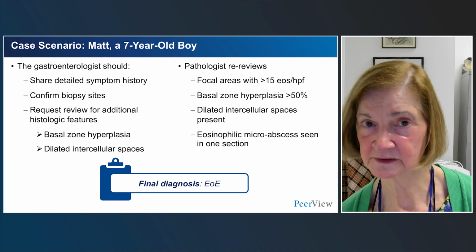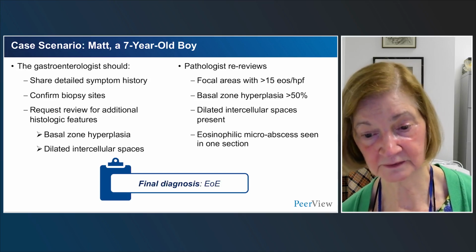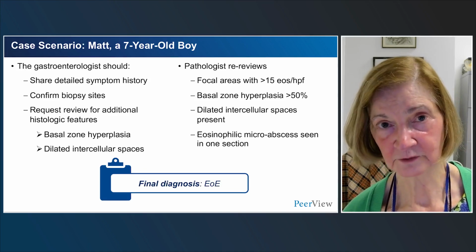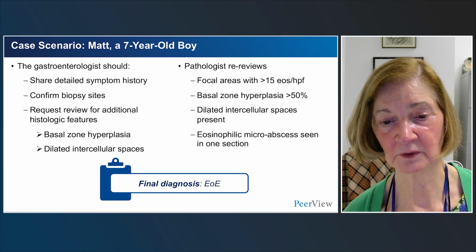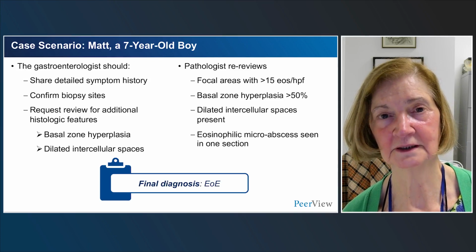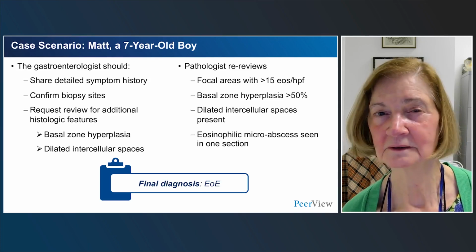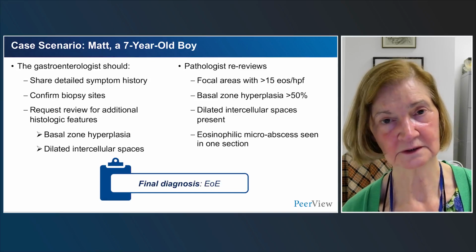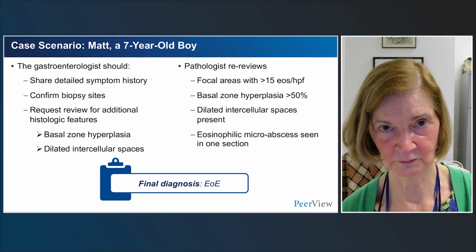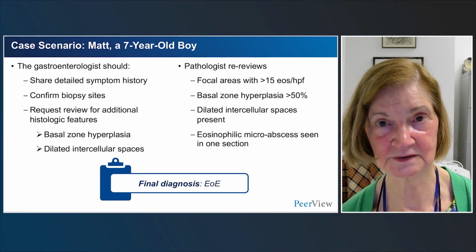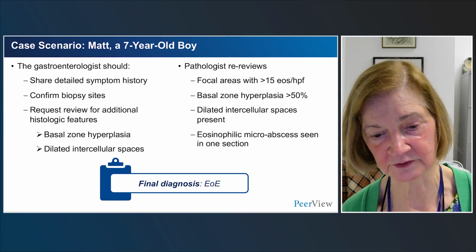Dilated intercellular spaces can be problematic, and the microabscess. None of these are pathognomonic for eosinophilic esophagitis, but a microabscess with not so many eosinophils in the esophagus certainly makes one think again of eosinophilic esophagitis. Diagnosis, of course, requires that the pathology and the clinical setting be merged together. But that should make one begin to suspect strongly eosinophilic esophagitis.